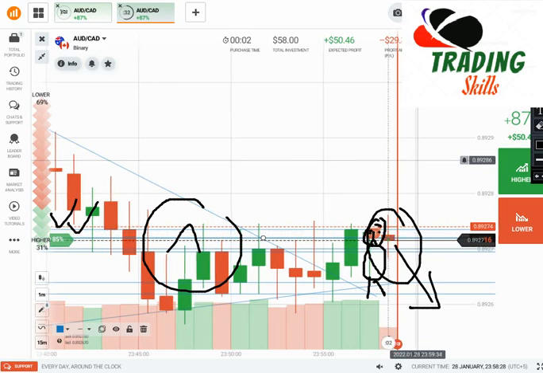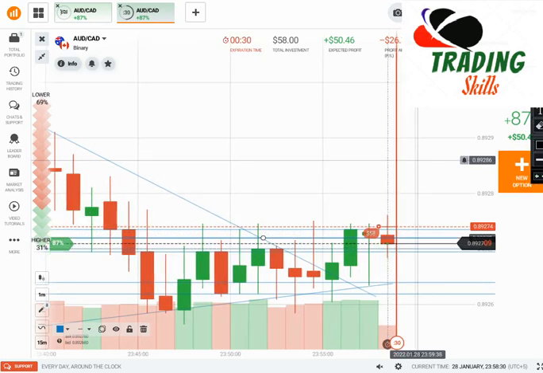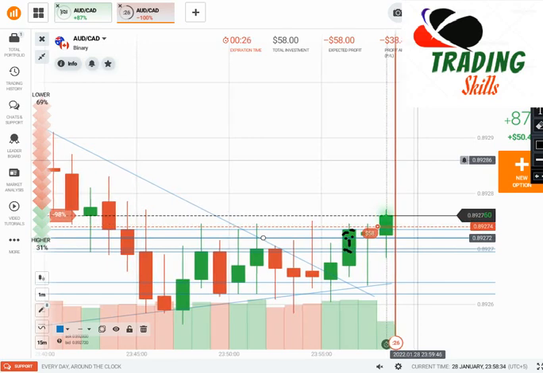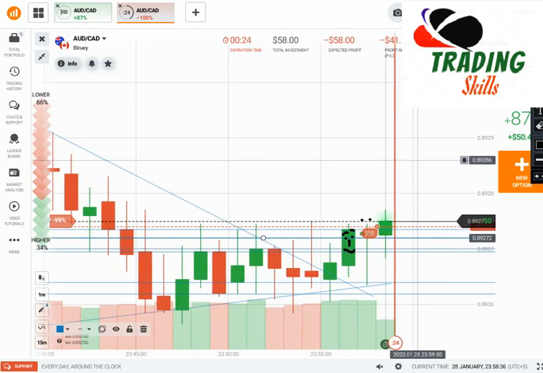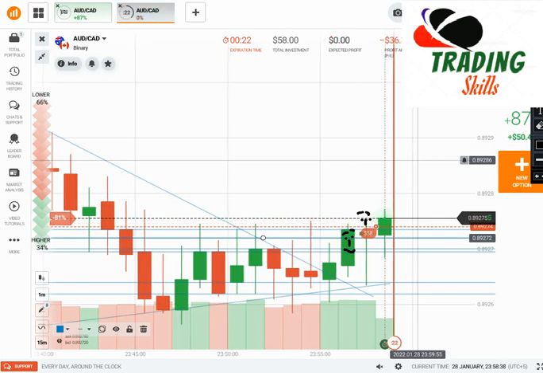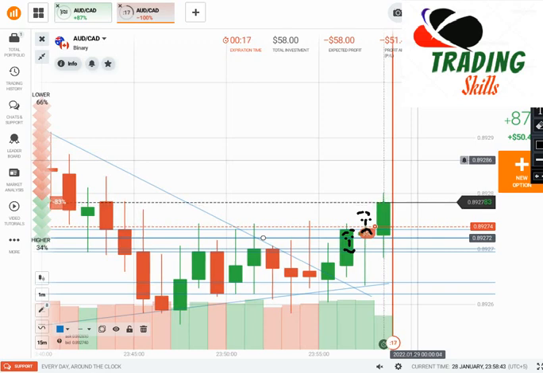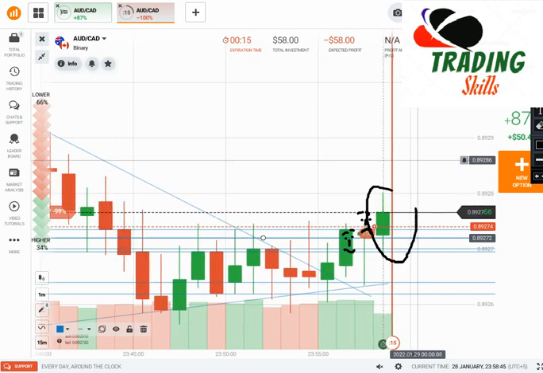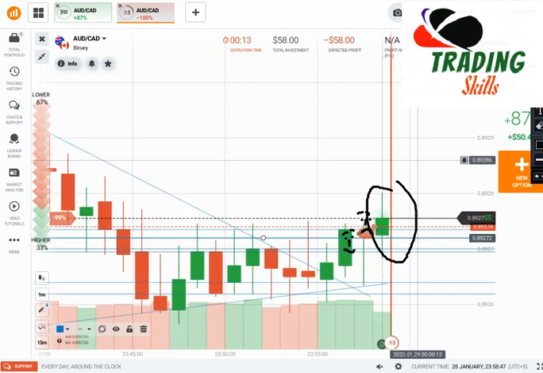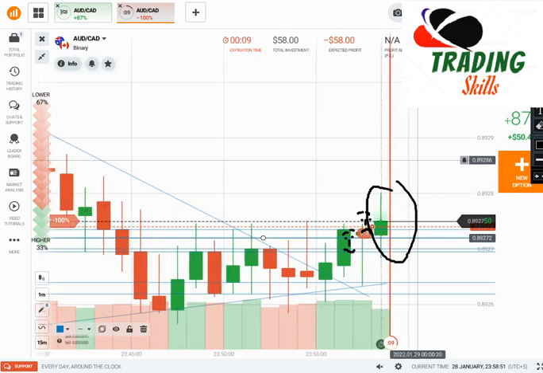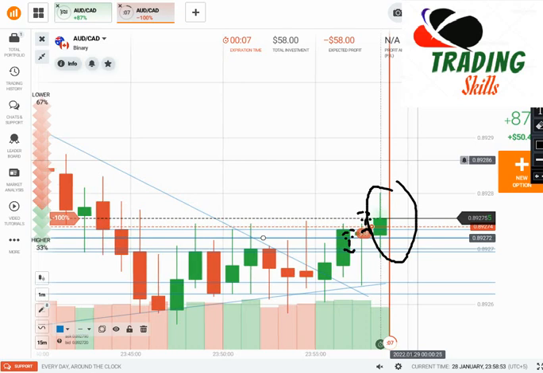So let's see what happens here. Here you can see a smile on the faces of the buyers, but now you can see they are weak in health, in every kind of aspect. So sellers will enter and they will make this candle a bearish candle. So let's see what happens here.